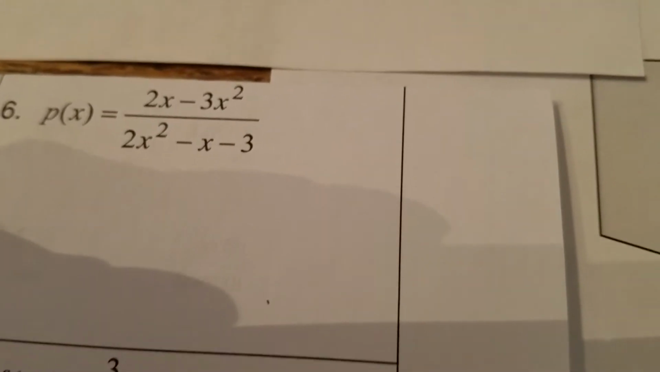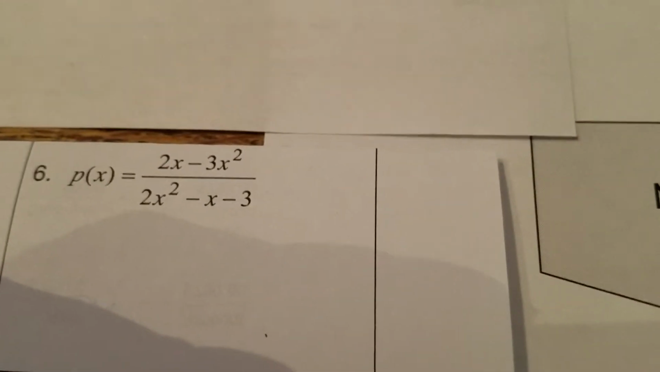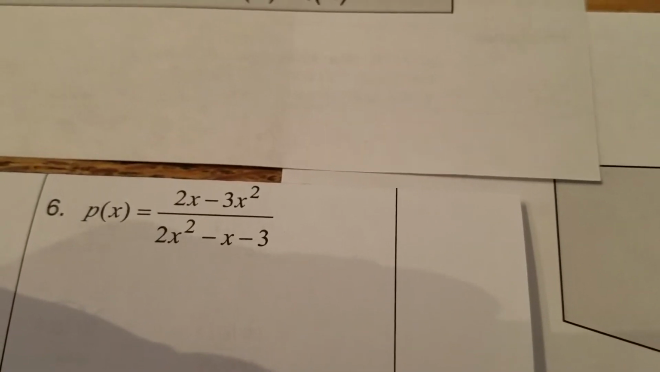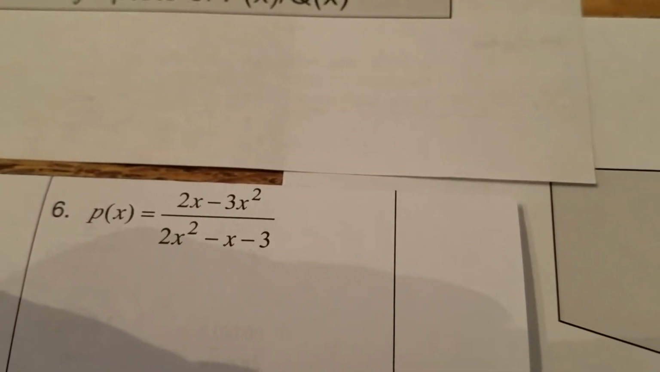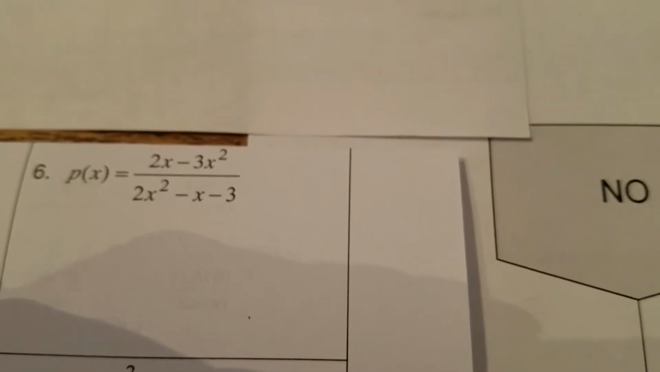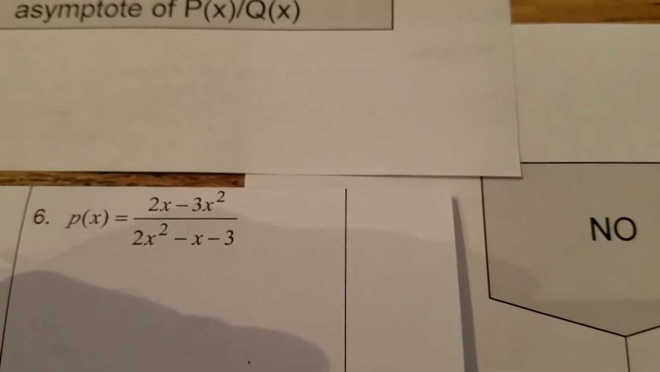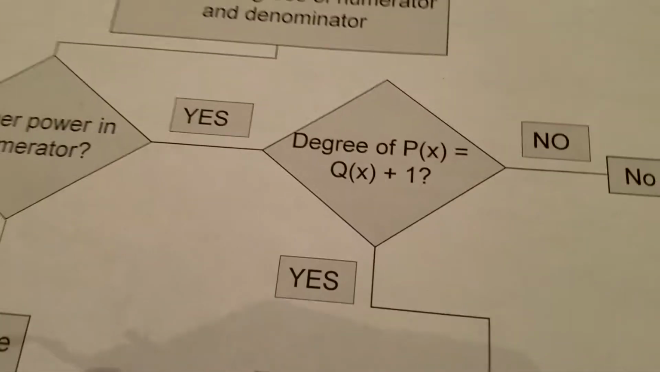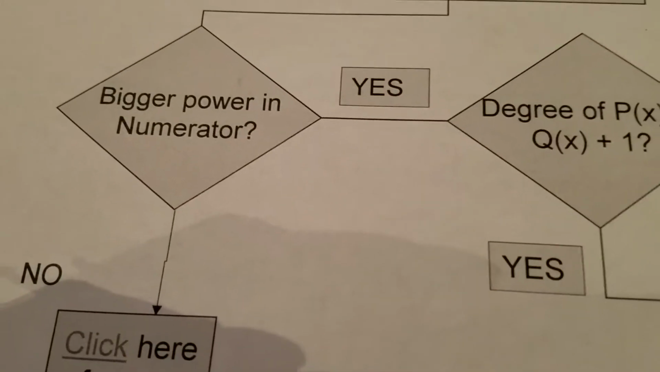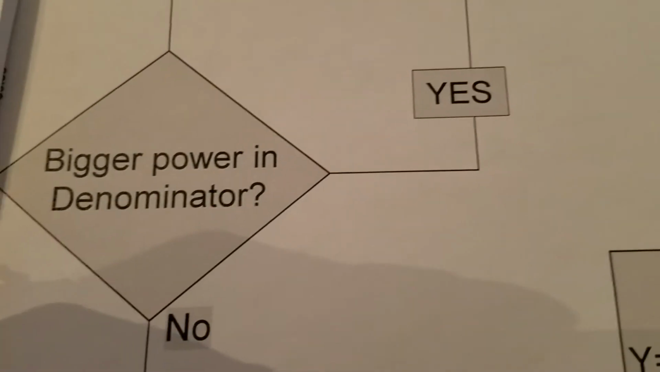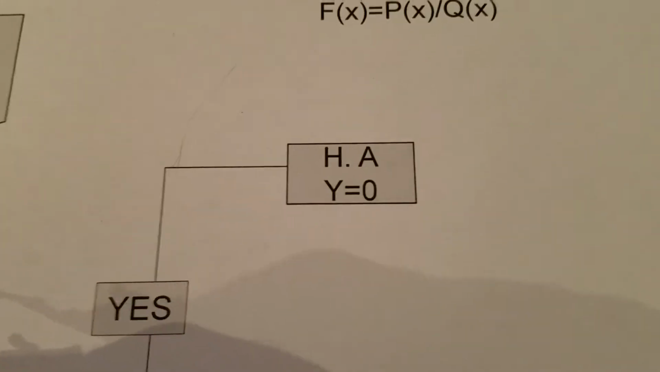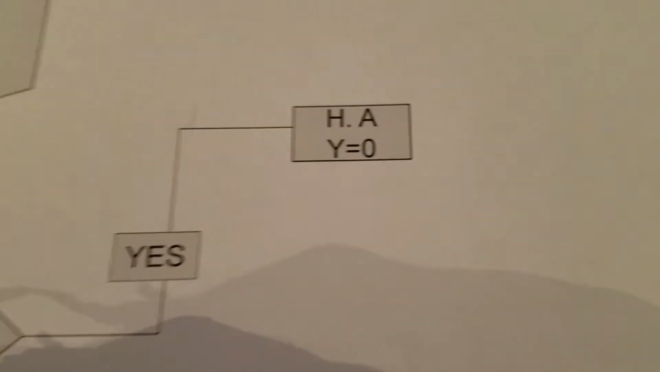Let's try the next one. 2x minus 3x squared divided by 2x squared minus x minus 3. Where's the bigger power this time? Let's see. It's 1 upstairs versus 2 downstairs. Bigger power in numerator, no. I follow no to here, is the bigger power in denominator? Yes. Horizontal asymptote, y equals 0.